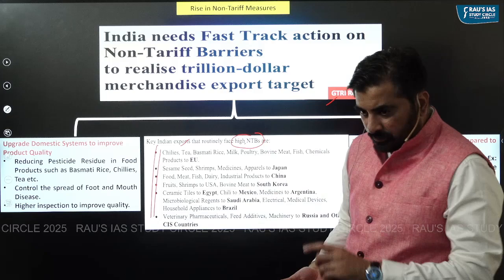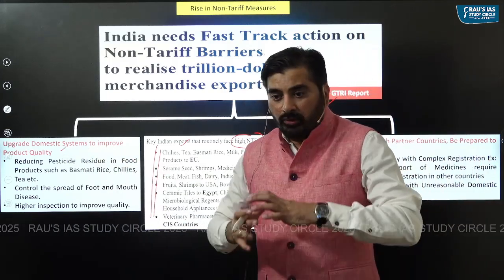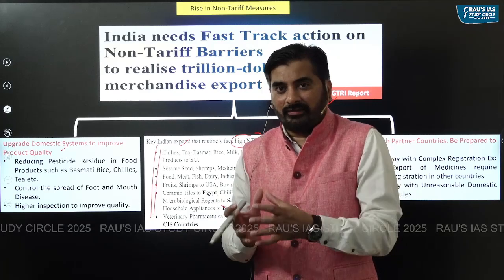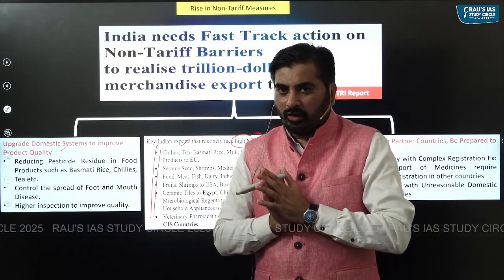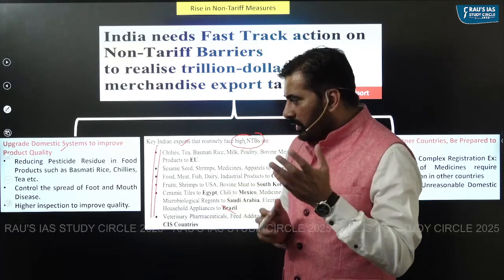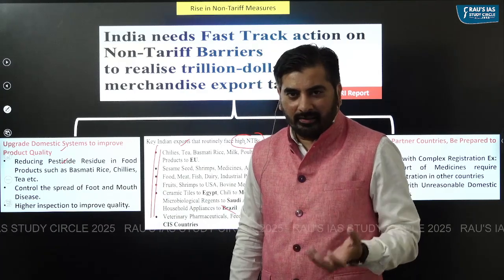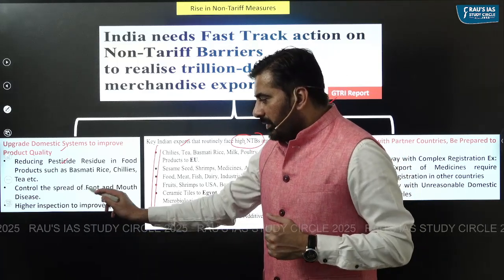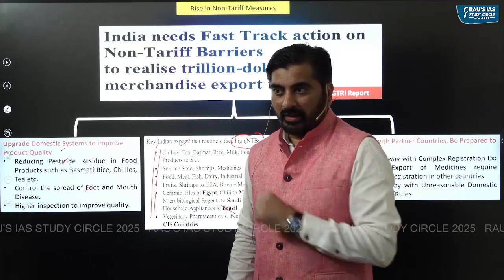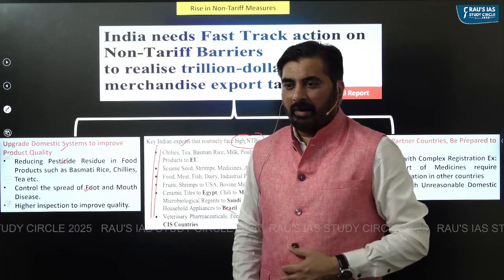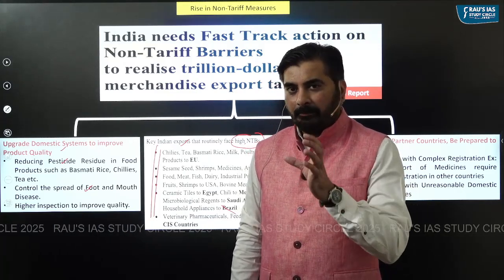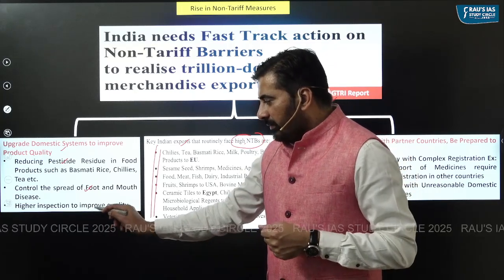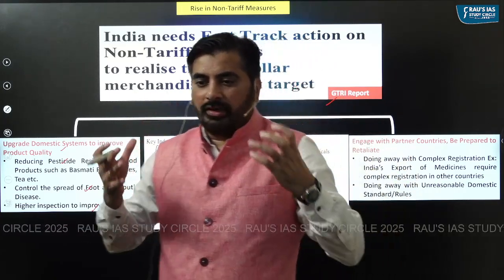So what should India do? Number one, we must improve the quality of the products that we are exporting to other countries, so that other countries do not have an excuse of imposing non-tariff barriers on our products. A case in point is, we must reduce the pesticide and insecticide residue in the basmati rice and non-basmati rice that we export to other countries. We must control the spread of foot and mouth disease, which adversely affects the cattle and hence might become a problem if you are exporting, let's say, dairy products or cattle products to other countries. And we must improve our inspection. So we have to improve the quality of our products.